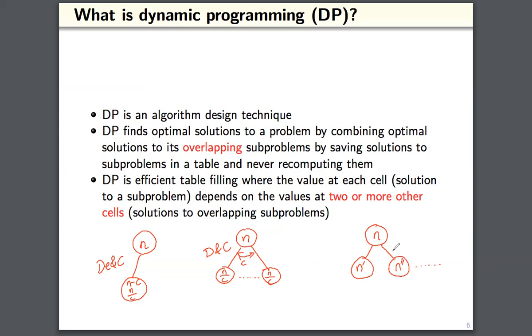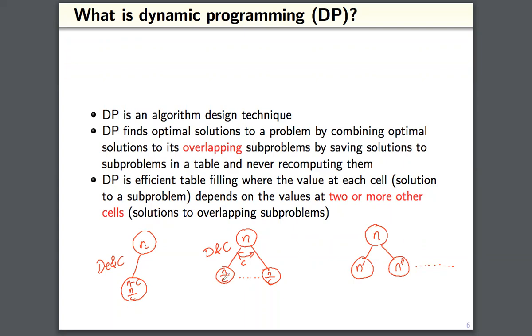Maybe more. So it is dependent on a lot of subproblems. See, n dash, n double dash, n triple dash, and so on. But they are kind of overlapping subproblems. So what do you mean by overlapping?